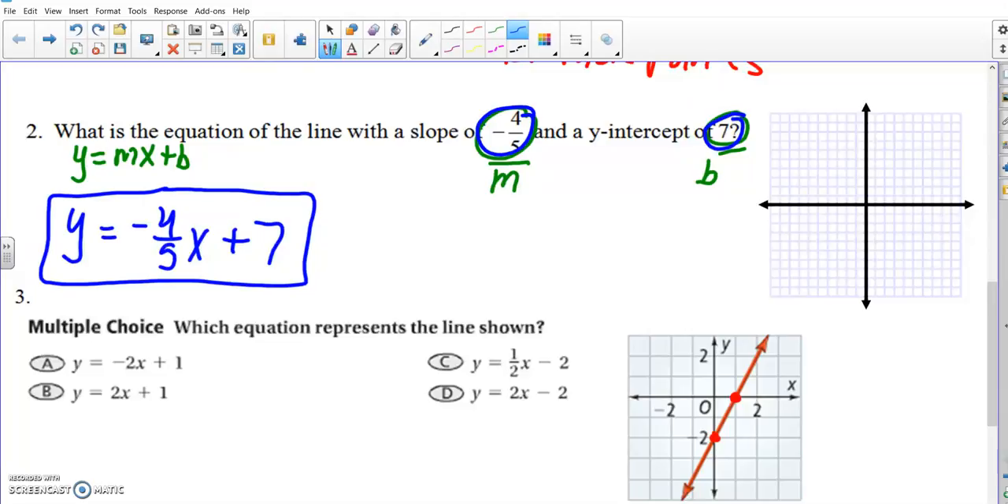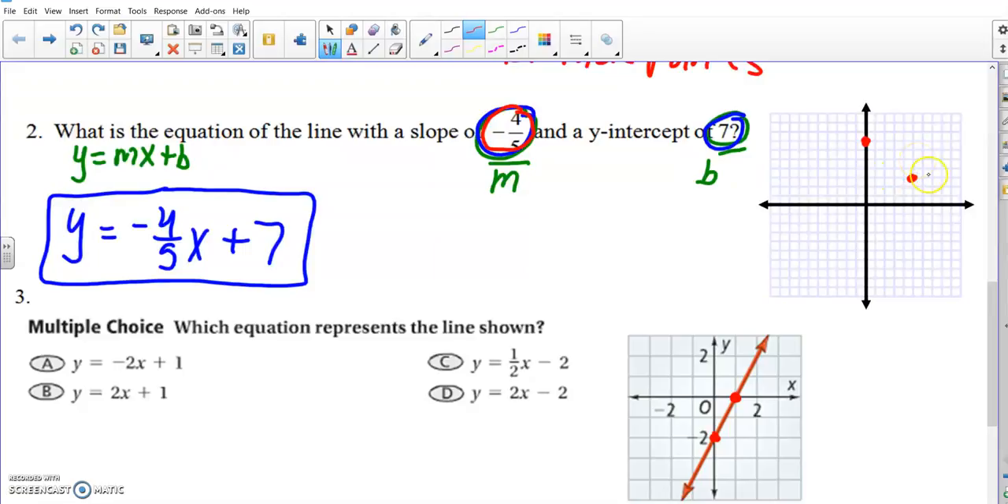And now at this point, we can go over and graph our line just like we did in the previous example. So here our y-intercept is 7, so that means that's where it intersects the y-axis. So we're going to go up 1, 2, 3, 4, 5, 6, 7, and plot a point. Now for a slope of -4/5, that means we need to go down 4 and then to the right 5. So starting at the y-intercept, we're going to go down 4, 1, 2, 3, 4, to the right 5, 1, 2, 3, 4, 5, and then plot your point.